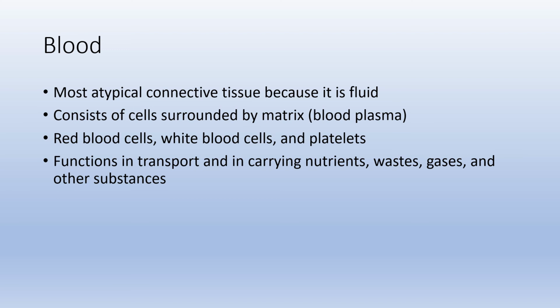The different cell types found in blood are known as red blood cells or erythrocytes, white blood cells, which are known as leukocytes, and platelets, which are cell fragments used in blood clotting. The purpose of blood, and again, we will see this when we get to the cardiovascular system, is to transport or carry nutrients, wastes, gases like oxygen and carbon dioxide, as well as other substances like hormones produced by endocrine glands.